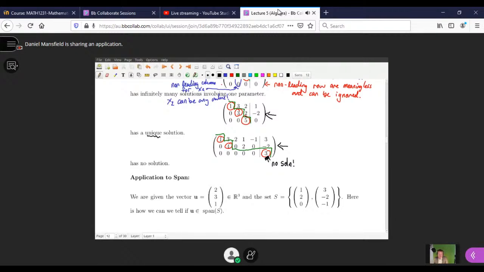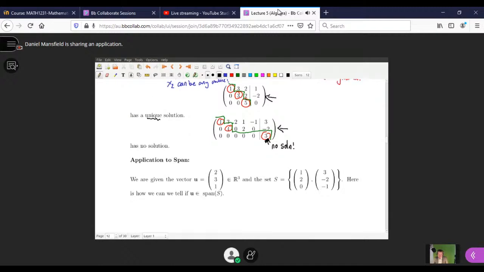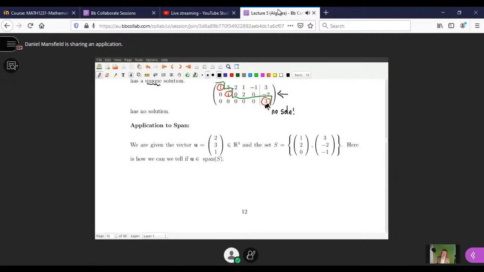Applications to spans. How does this relate to spans? Suppose you have some vector u, like this, and you have some set, like that. How can you tell if the vector you have belongs to the span? Now, geometrically, what's going on here?